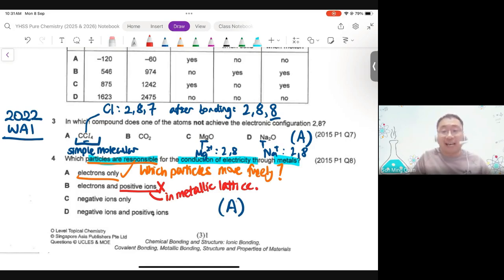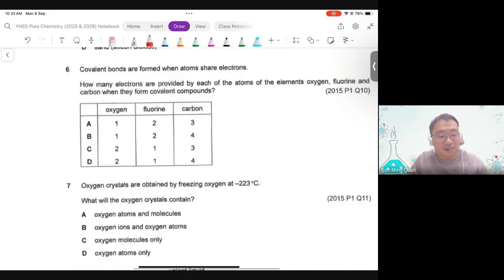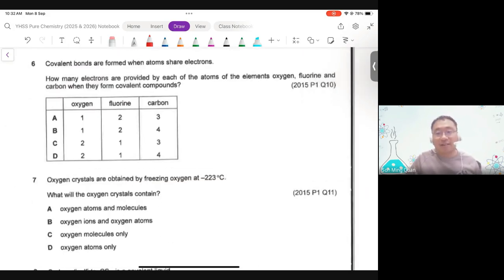Let's go to question 6. We're going to do question 6 now. Again, we're going to vote. I hope you realize by now MCQs are actually quite hard. They are not as easy as they look. Having said that, you can make it easier by having good concepts. So now let's vote. Covalent bonds are formed when atoms share electrons. How many electrons are provided by each of the atoms of the following elements? Obviously, this is testing your concept of covalent bonding.